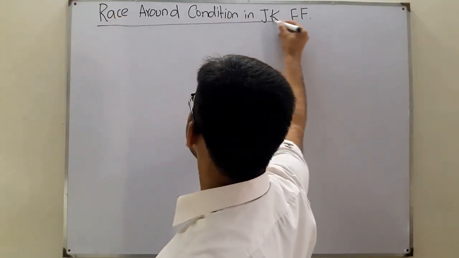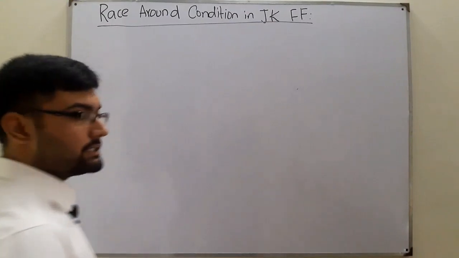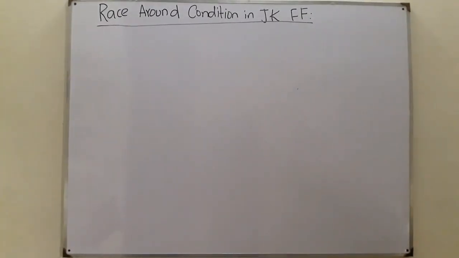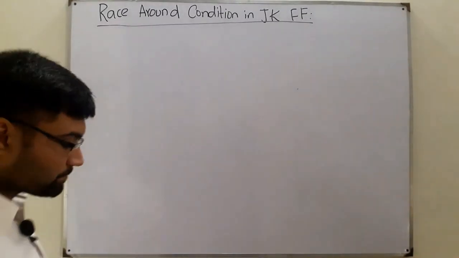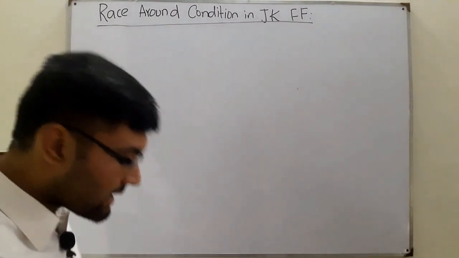I believe we have a decent idea of it. But today we see it a little graphically. Alright, now what is a race around condition?